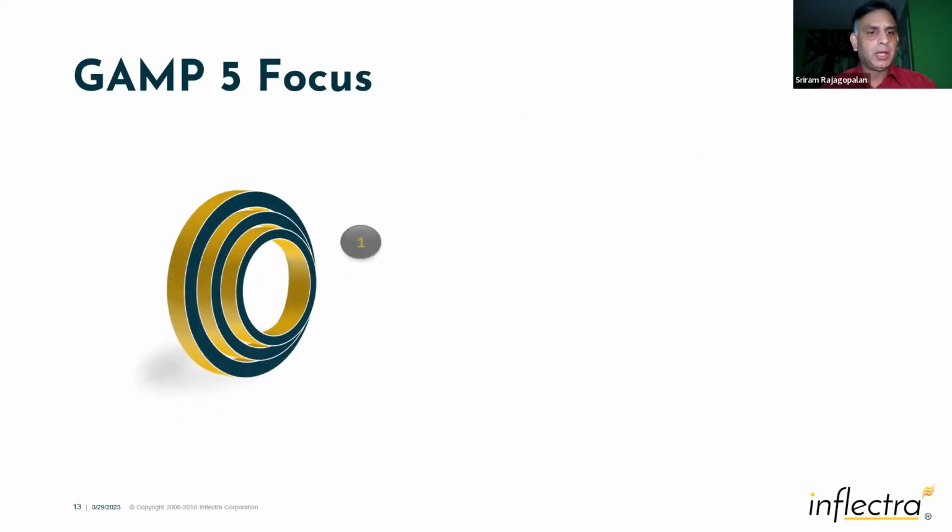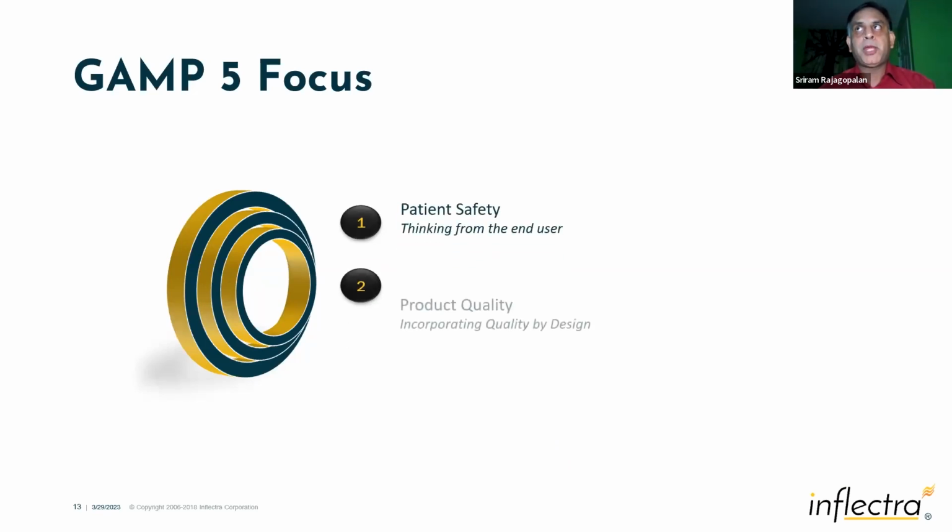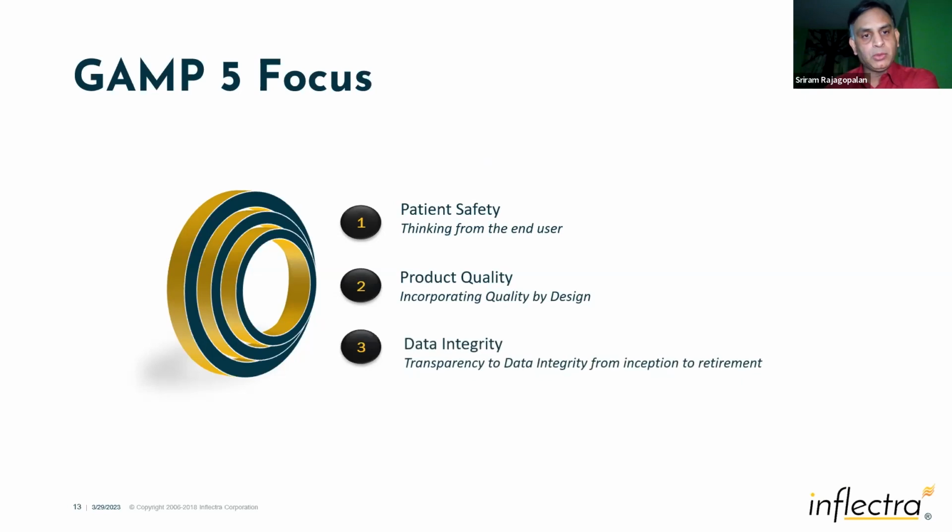When you look at these things, the focus is primarily on patient safety, which I mentioned, thinking from the end user's perspective. It's not about what you wanted to develop and deliver. It's about what the end customer wants, value stream mapping as a result. Product quality, including quality by design. We say this as part of the house of quality, where we talk about many different principles of quality. We mention all these things, but now a regulation comes and says, hey, we need you to actually start doing these things. Otherwise, we will not accept that your product is meeting these requirements. And finally, data integrity, transparency to data throughout the whole life cycle from inception.